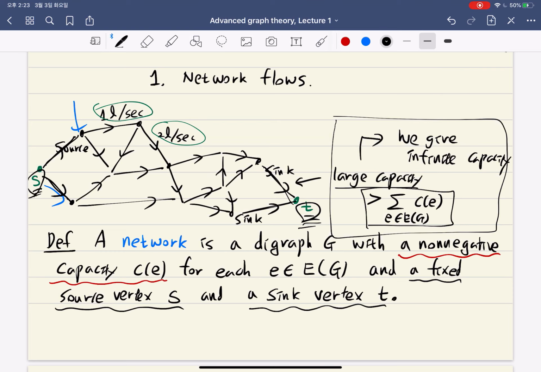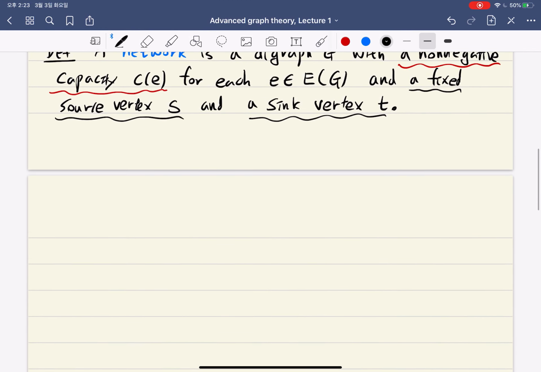Because if there is more than one, we can just add a super source and a super sink, and then add edges with a large capacity from the super source to the sources, and from the sinks to the super sink. And this new network and the original network are flowing the same amount of water. It's not difficult to see why that's the case.